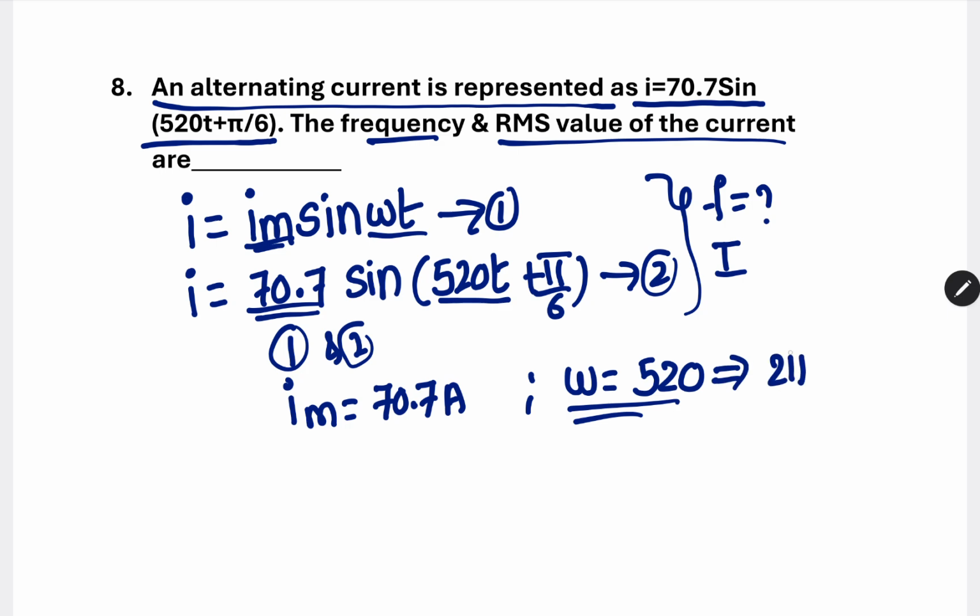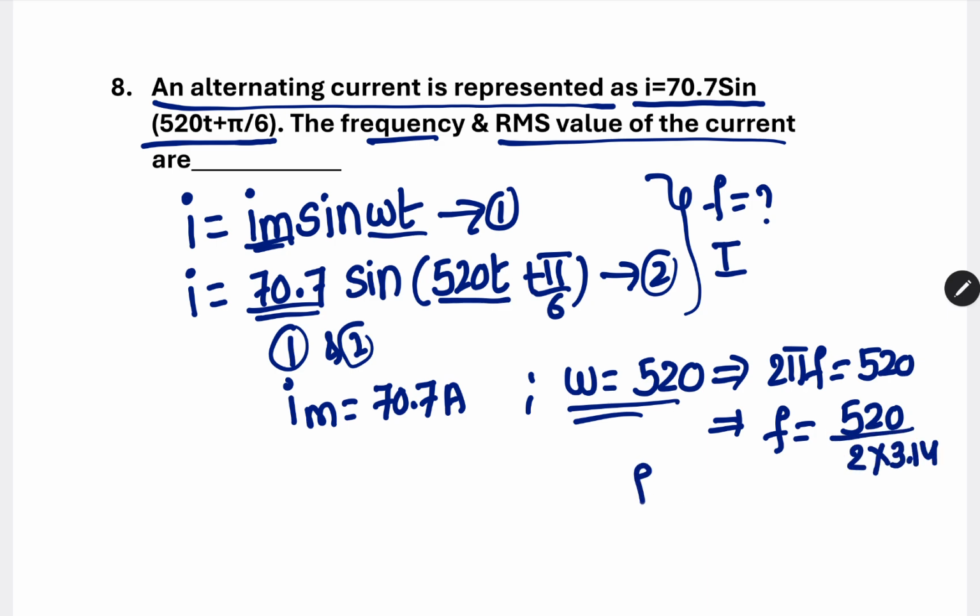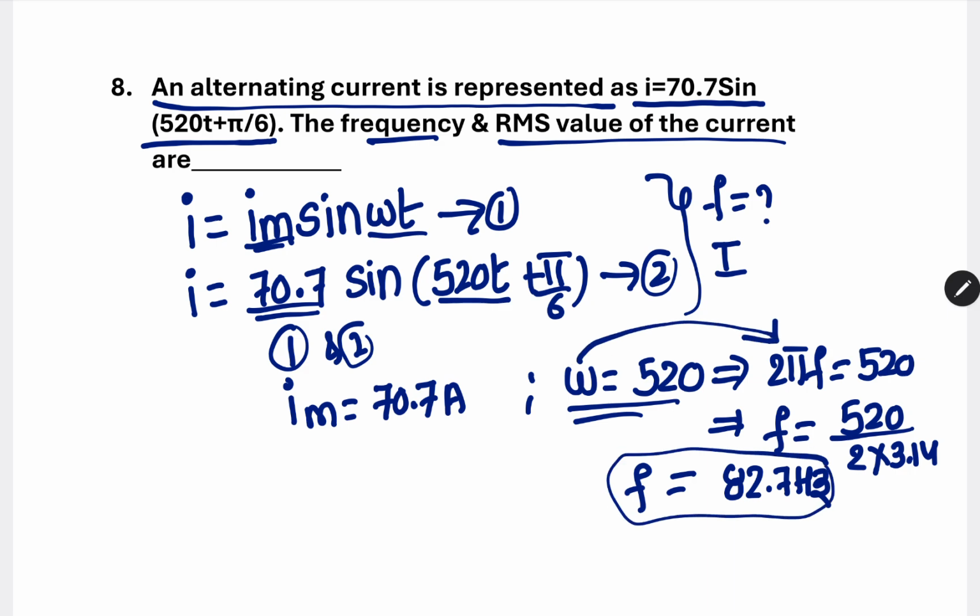So 2 pi f is equal to 520. From this equation you will get frequency equal to 520 by 2 into pi, nothing but 3.14. So frequency f you will get as approximately 82.7 hertz. This is the frequency. Important formula: omega is equal to 2 pi f.